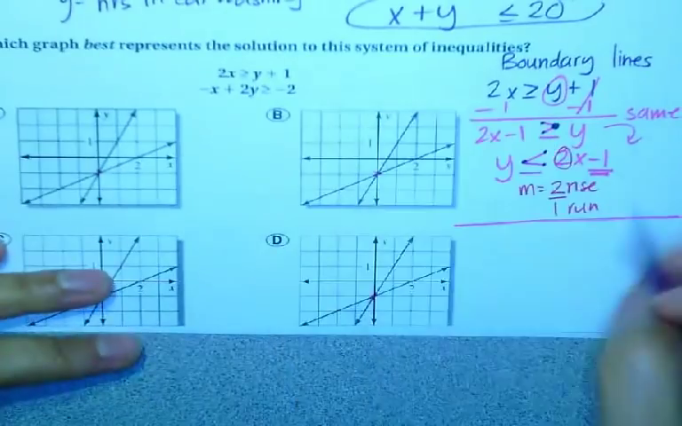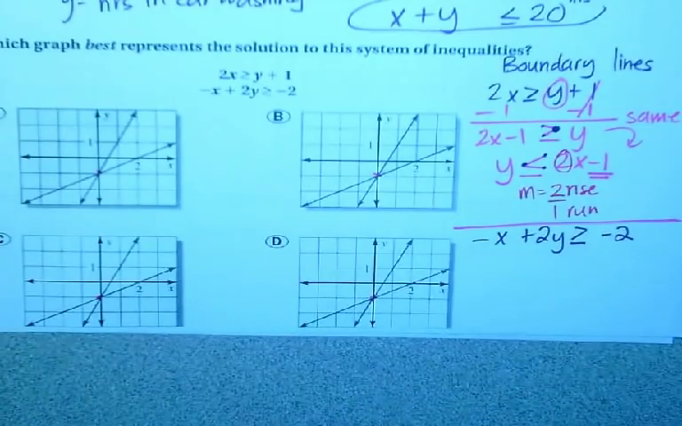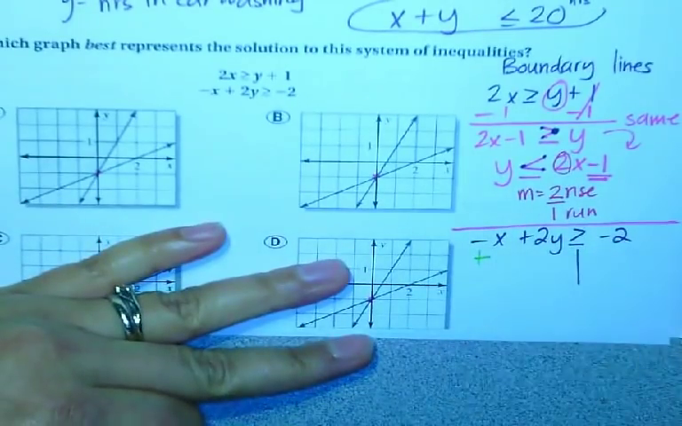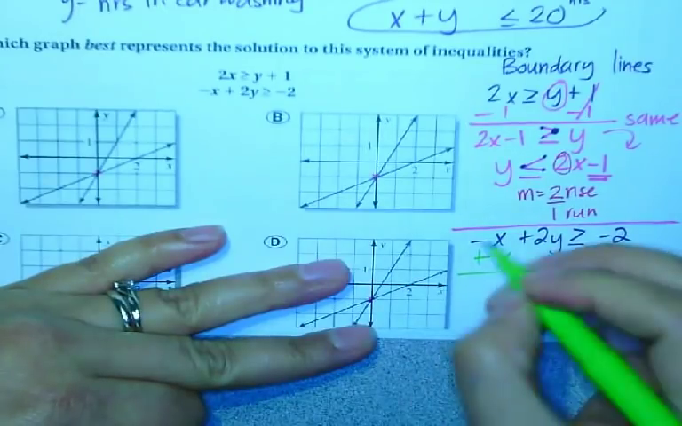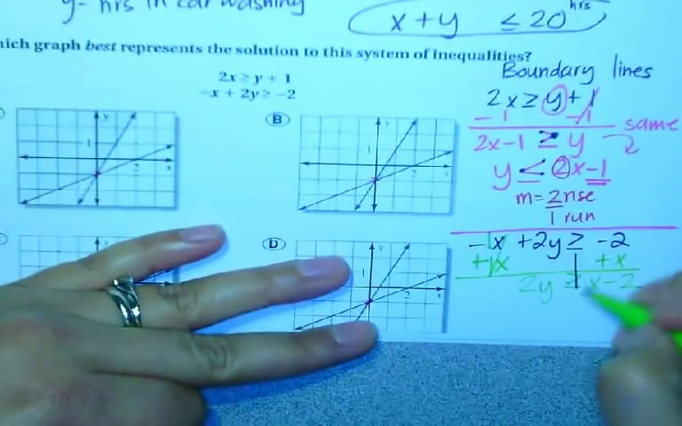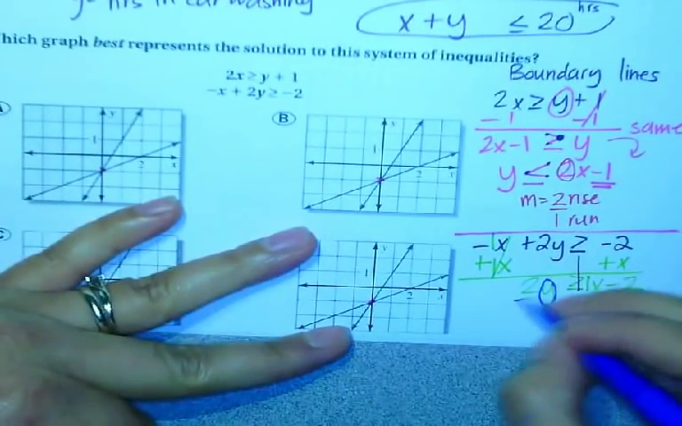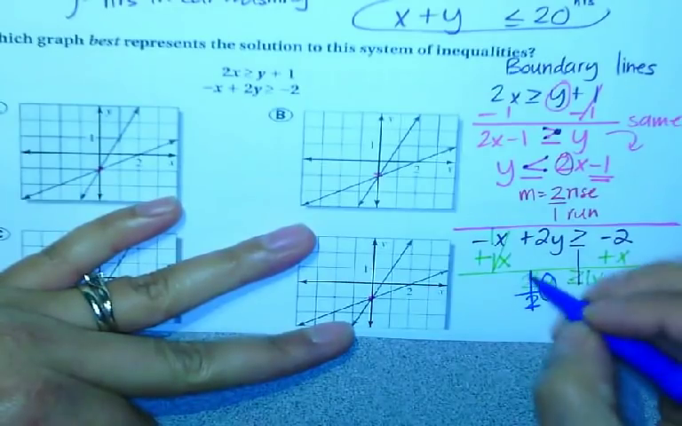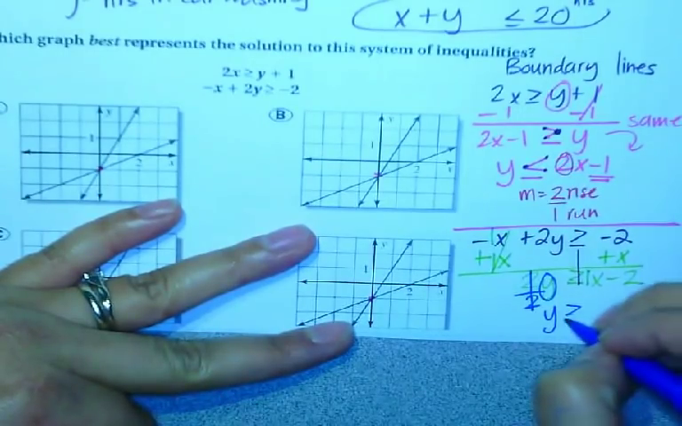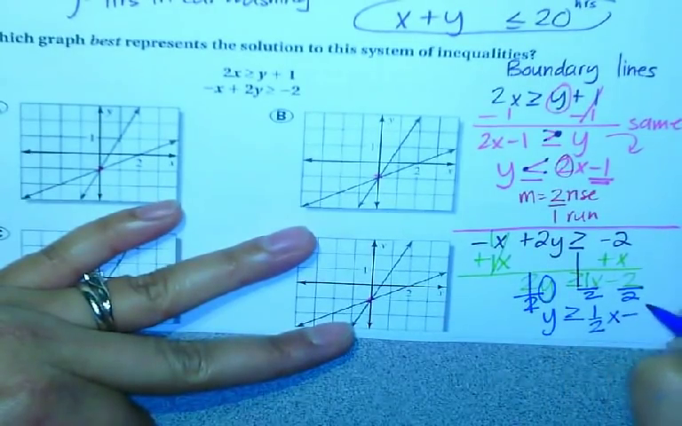Now I'm going to do the second one. -x plus 2y is greater than or equal to -2. Here I have to move the x over. And remember, this is a 1 if we can't see it. Then I have to get the y by itself, divide by 2 to undo that multiplication. This is positive, so I don't have to worry about switching signs. I leave them as is and divide by 2 on each. So I'll get 1/2 x minus 2 divided by 2 is 1.